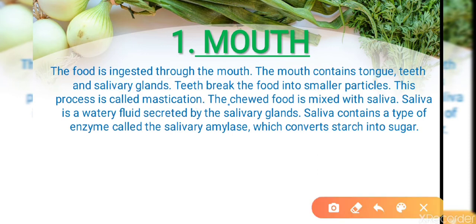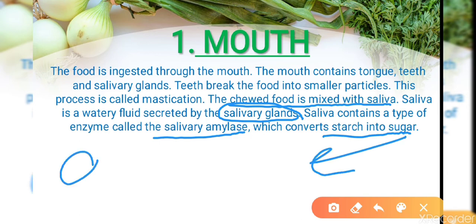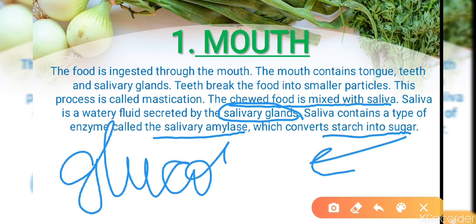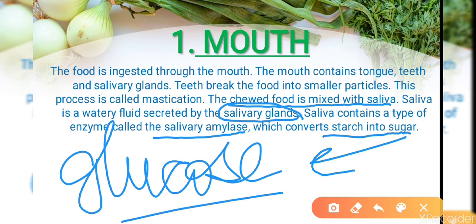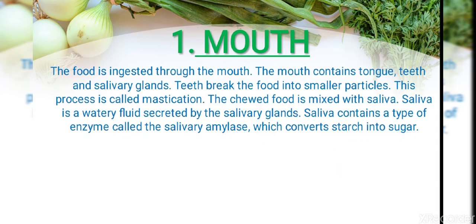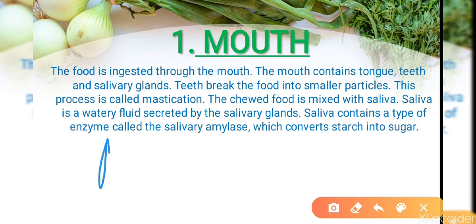Then the chewed food is mixed with saliva. Saliva is secreted by salivary glands. And saliva contains a very special enzyme known as salivary amylase, which converts starch into sugar, and this sugar means glucose. So in human beings, the process of digestion starts within the mouth.